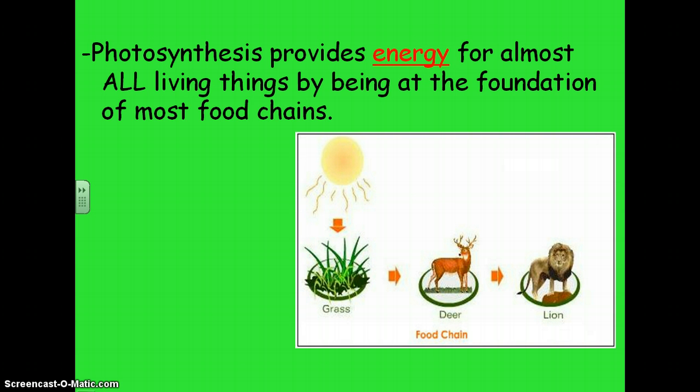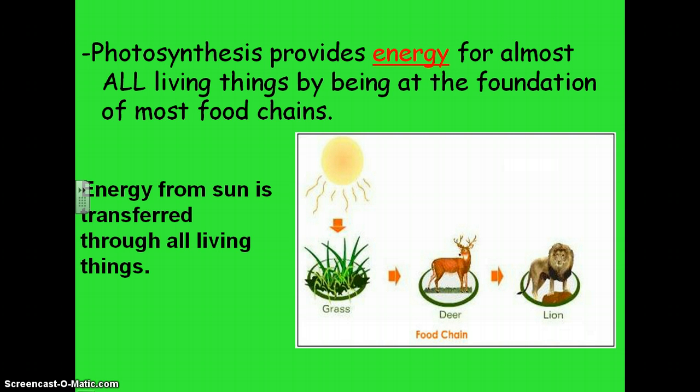So when a deer eats grass, it is getting the energy that originated from the sun that is now glucose in the plant, and it is using that energy in its body to do cellular respiration. And we just learned about cellular respiration, which is the breakdown of glucose into ATP. When the lion eats the deer, it is getting glucose that originated from the grass with the energy that originated from the sun. And again, it's going to use that glucose in cellular respiration to produce its ATP. So the energy from the sun is transferred through all living things, and it is a continuous transfer until it leaves the system.